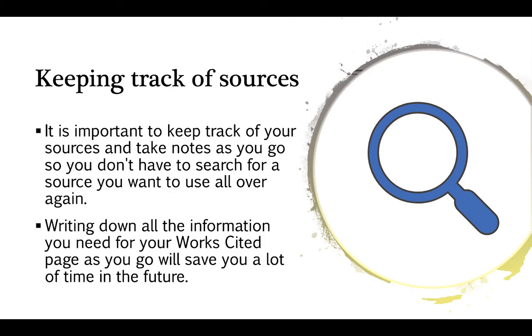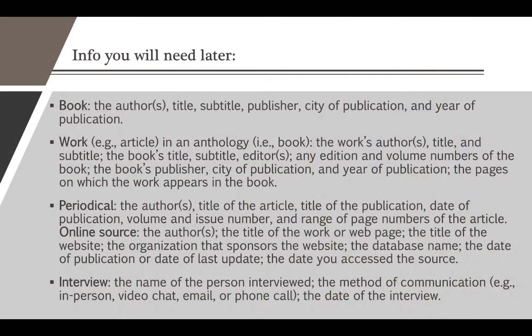So make sure you're writing down everything you need for your works cited page as you go along, so you don't have to go back and search that at the end. This is the info that you will need later. Depending on the type of work that you're looking at, this is the kind of information you need to write down. Usually the author, the title, where you found it, web page, that kind of thing.